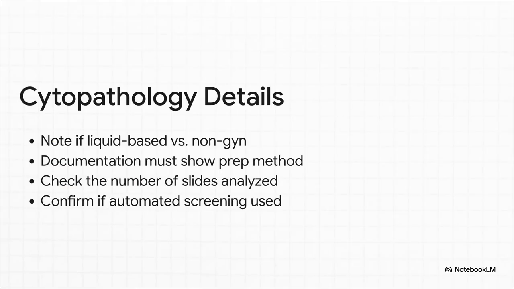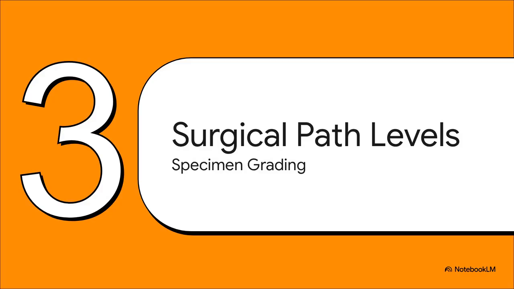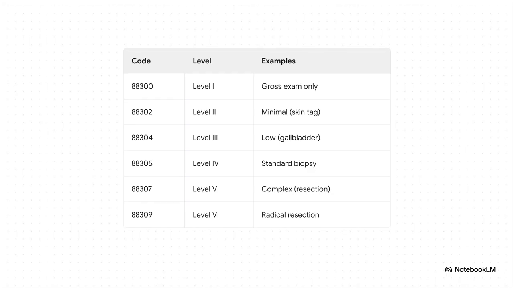When coding non-gyn cytology, don't just zero in on the body site. The exam tests whether you caught the specific preparation method in the documentation, like concentration or cell enhancement techniques. Okay, Section 4, Surgical Pathology Specimen Levels. This table is your ultimate cheat sheet for the 88300 to 88309 range. Notice how physical size and clinical severity dictate your code.